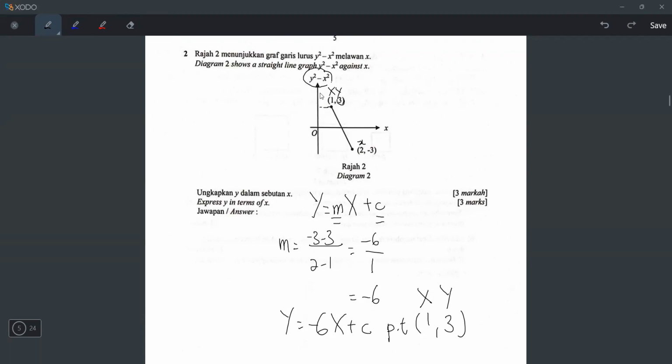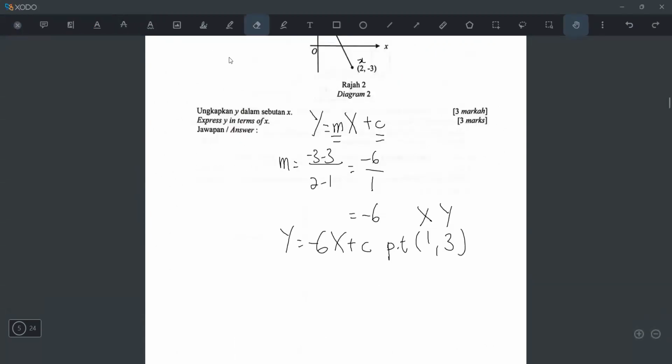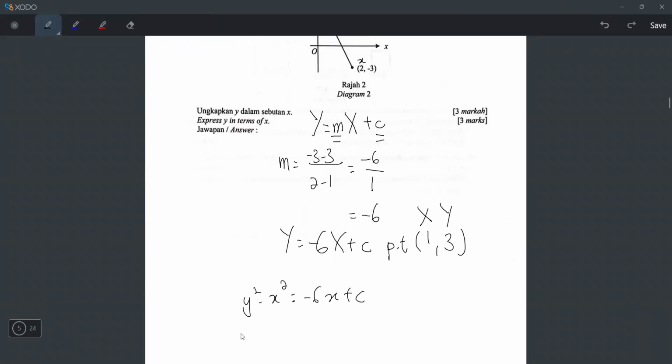Some students, when they substitute the y, they will do 3 square minus 1 square. That is why I try to write big Y and big X, and only last do I change to the axis. Because if I write y square minus x square equals to negative 6x plus c, some of you will substitute like this: 3 square minus 1 square, negative 6, 1 plus c. And this is wrong already, because the 3 is for the whole thing already. You don't have to do 3 square minus 1 square. The whole thing is 3. So just be careful on that.